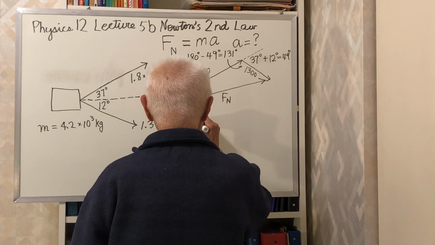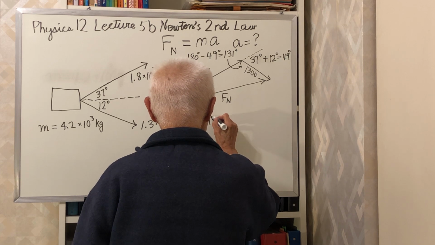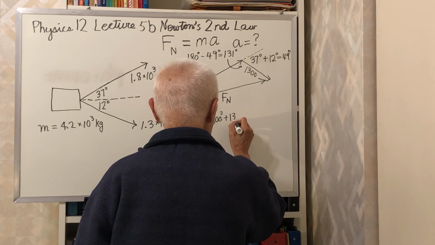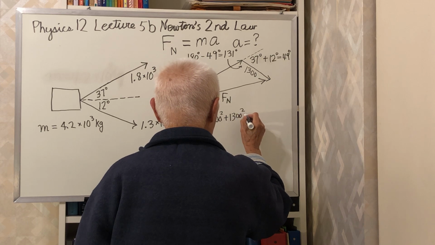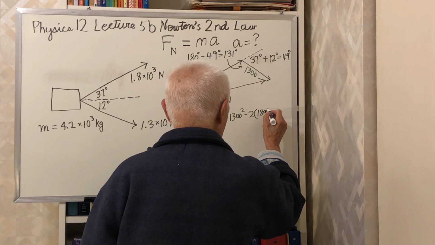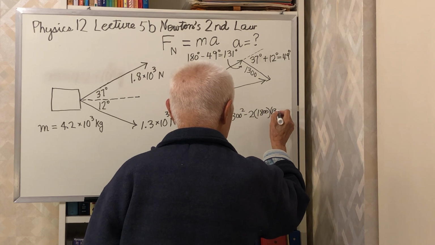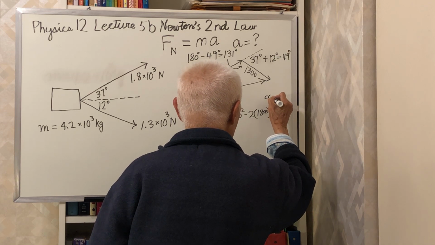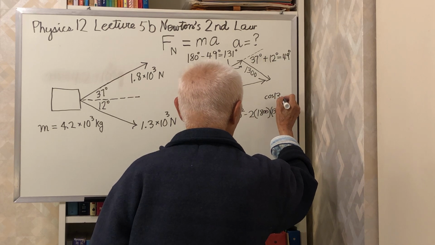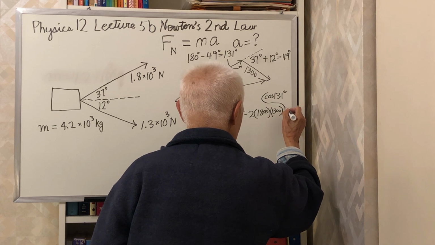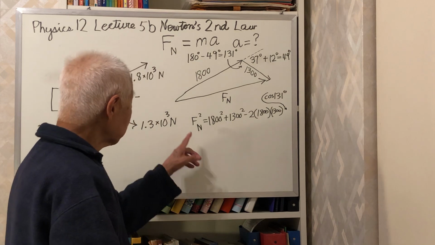Fnet squared is equal to 1800 squared plus 1300 squared minus 2 times 1800 times 1300 and a cosine of 131 degrees. It's here. Yeah, okay, so this is Fnet.